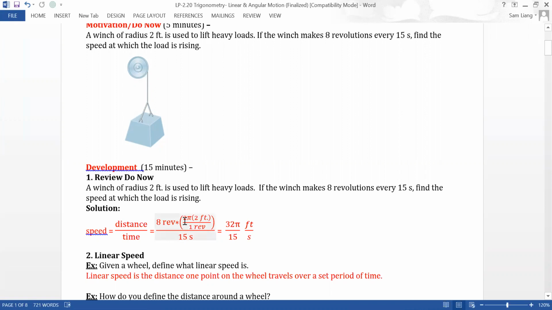So the circumference will be 2 pi r. Radius is 2 feet in this case, right? And we're given that it's 8 revolutions every 15 seconds. So 8 revolutions times 2 pi r, that's the distance that a point travels, right? And then divide that by 15 seconds. If you multiply that out, you're going to get 32 pi over 15 feet per second, which is about 6.7 feet per second.